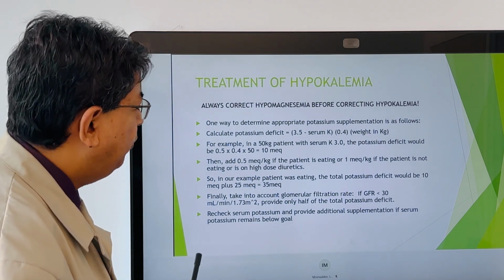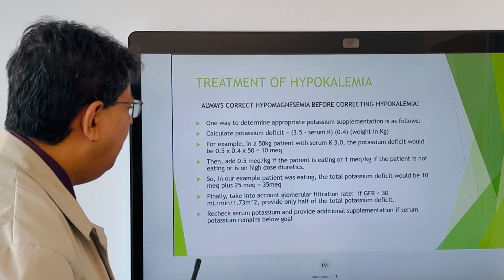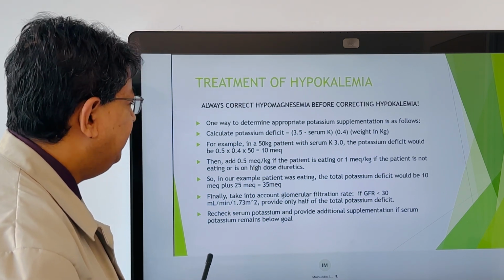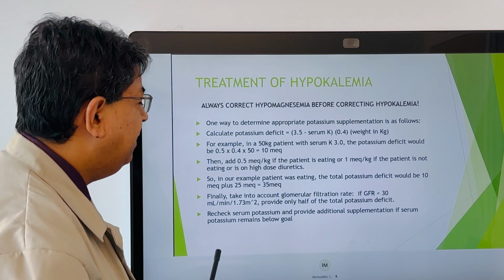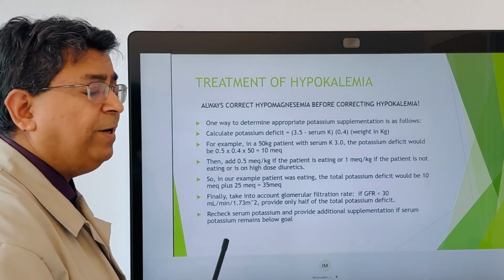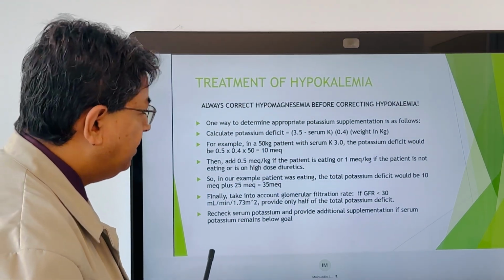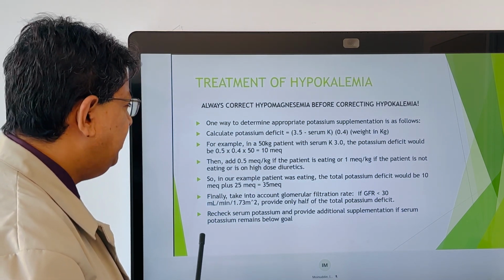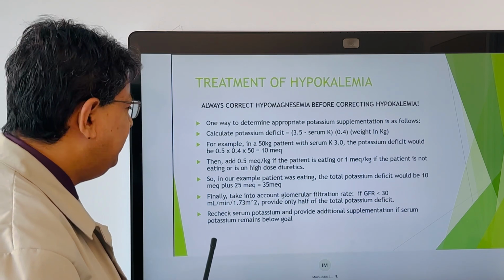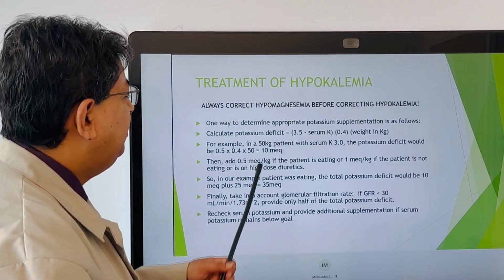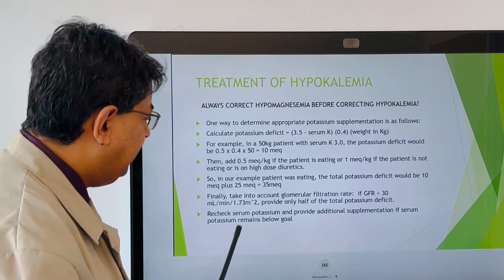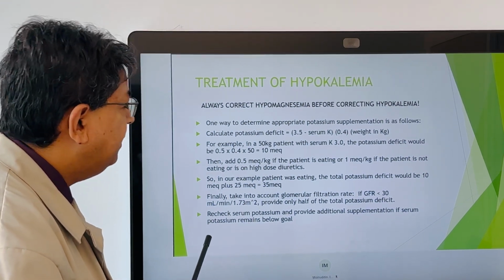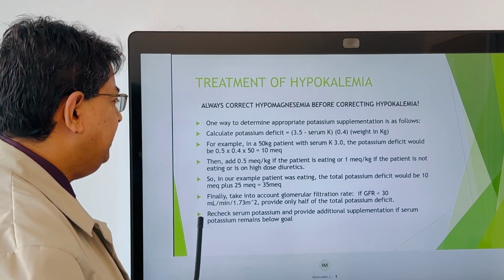How do you treat hypokalemia? One pearl is that you must correct hypomagnesemia, because if you do not correct hypomagnesemia, correction of hypokalemia becomes very difficult and maybe impossible. One way to determine appropriate potassium supplementation is to calculate the potassium deficit, which is the desired change in serum potassium, which is 3.5 minus the measured serum potassium, times 0.4 times the weight in kilograms.